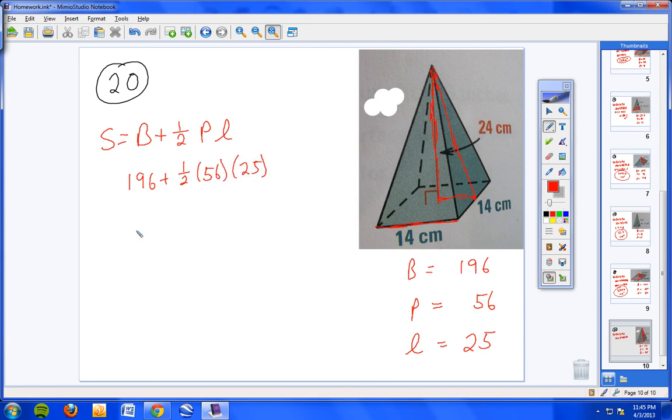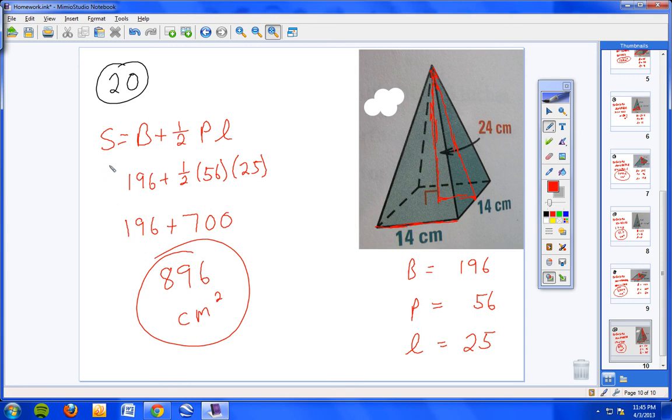All right. The first thing we do is we bring down our 196, and then we multiply these three numbers together. And if you do that correctly, you will get 700. And 196 plus 700 is 896 square centimeters.